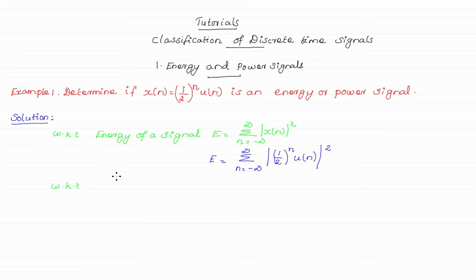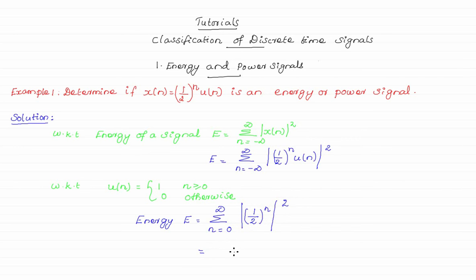We know that u of n is a unit step sequence, where u of n is equal to 1 when n is greater than or equal to 0, and 0 for the negative values of n. U of n is valid when n is greater than or equal to 0. So, instead of taking the summation from minus infinity to infinity, here we can take it from 0 to infinity of (1/2)^n the whole square. Now we can write summation n is equal to 0 to infinity of 1 by 2 power 2n.